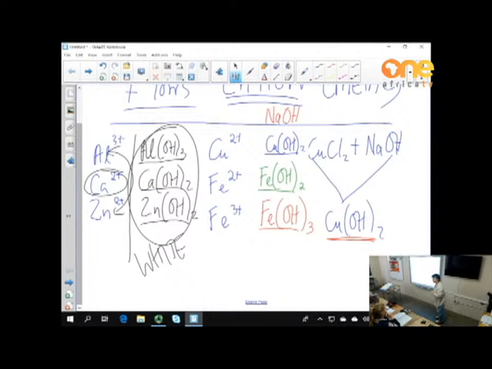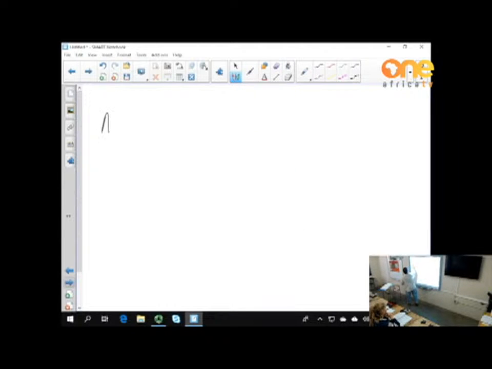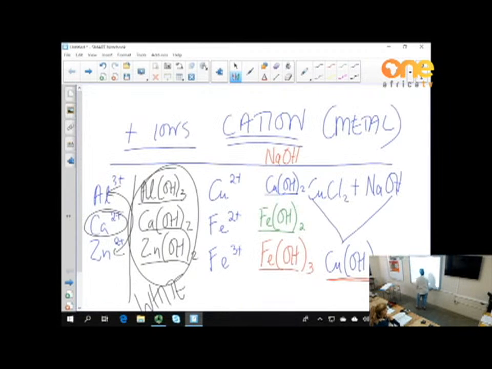All right. Now, I'll come back to distinguishing between aluminium and zinc. We have got aluminium, calcium, zinc. Then we've got copper, we've got iron 2, and we've got iron 3. All right. Now, the first set of tests, we used what as a reagent? Sodium hydroxide. Now, there's a second set of tests that we can use.